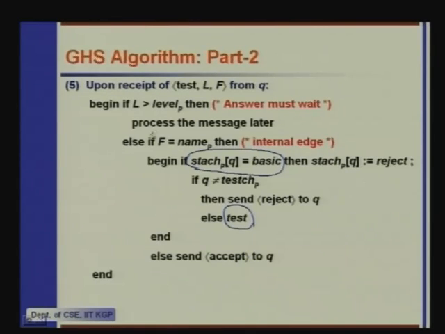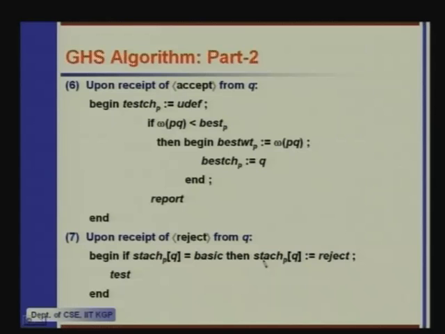Now, this is the case where we found f equal to name P, and we decided that it is an internal edge. If f is not equal to name P and the level of L is less than level P, then this fragment allows the edge. So it sends an accept to Q.